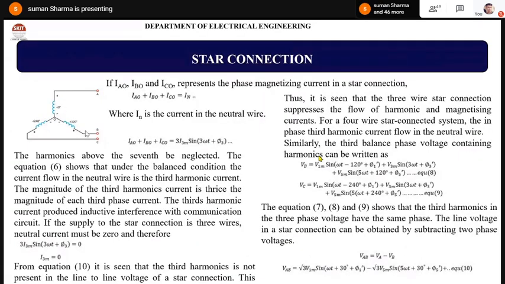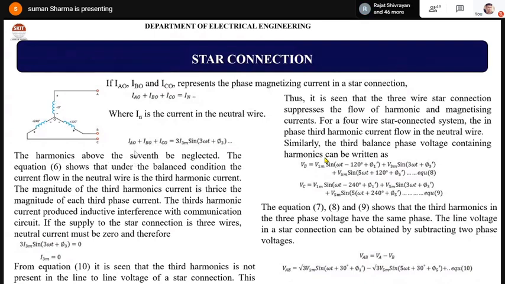Next is the star connection. In star connection, what is the phase current? It is the same as the line current and voltages will be different. That is, line voltage is root 3 times the phase voltage. If IA naught, IB naught and IC naught represent the phase currents in star connection, then the sum of these three currents is nothing but the neutral current. There is a neutral point also. In delta there was no neutral point, but for star connection there is a neutral point. So IN is the current in the neutral wire.